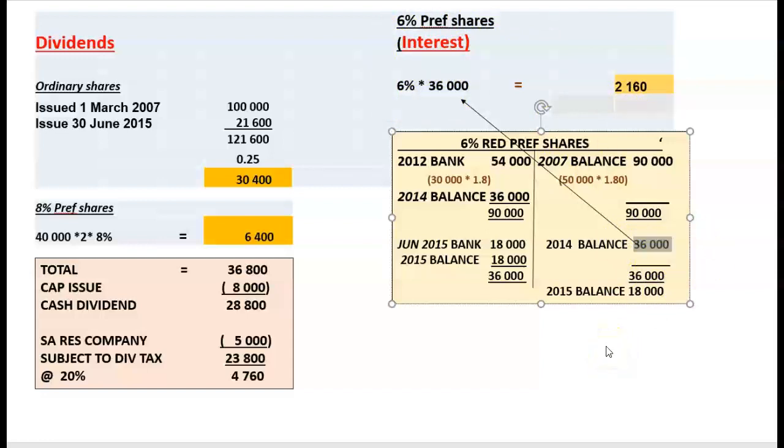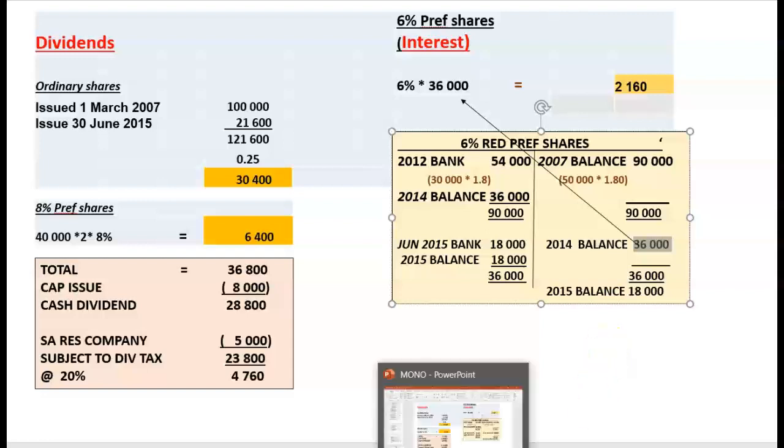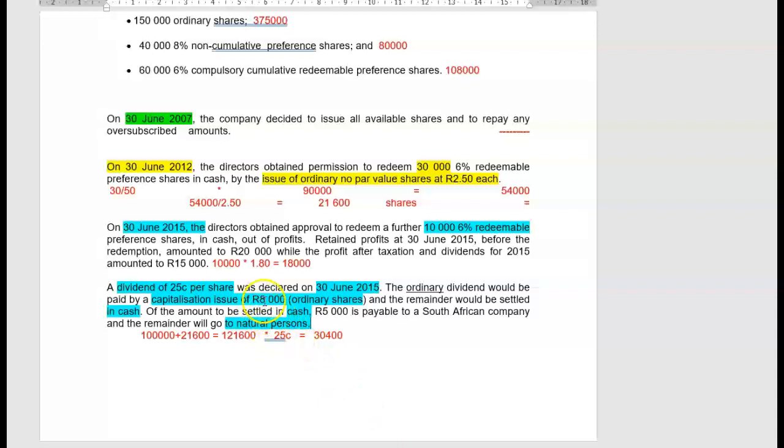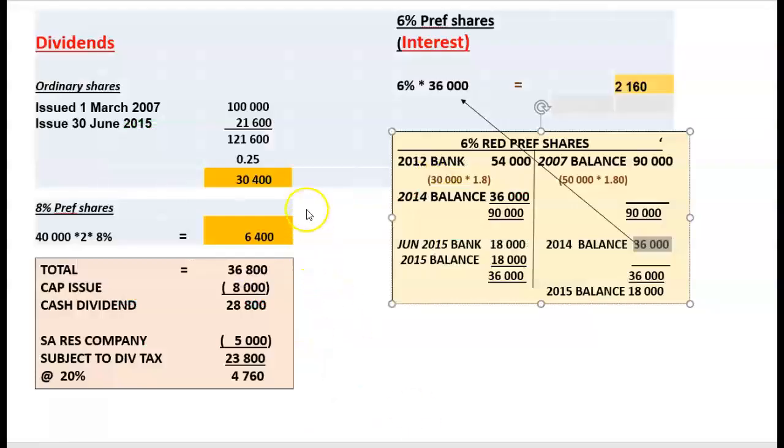So let's just complete the computation and see how much dividend withholding tax we are going to pay and how much we are going to capitalize. They say 8,000 Rand is going to be capitalized. So here we've worked out our total dividend, which is 36,800. The first 8,000 is going to be transferred to ordinary share capital. 8,000, that's a cap issue. The remainder equals the cash dividend. Now they tell us that the 5,000 Rand was paid to a South African resident company. So that's not subject to dividend withholding tax. So let's take it out of there. So the amount which is subject to dividend withholding tax is 23,800, and there's a 20% tax applicable on that. So that then gives us total dividend withholding tax of 4,760.